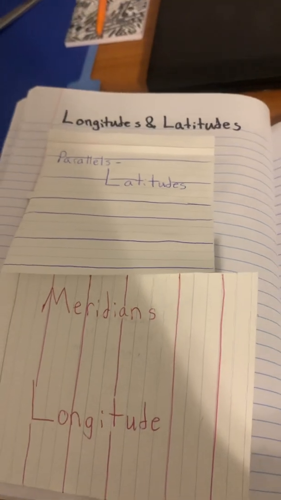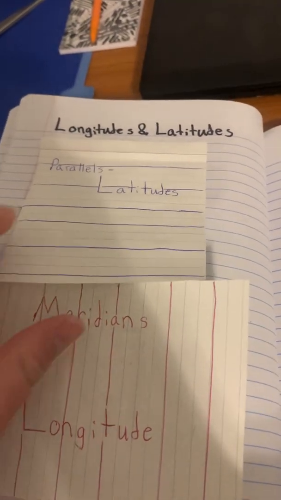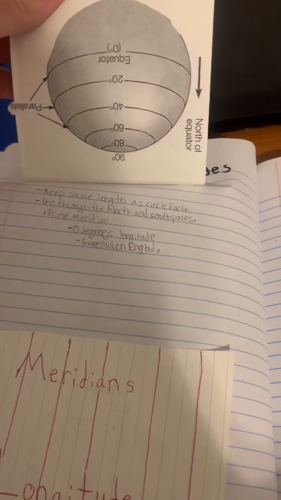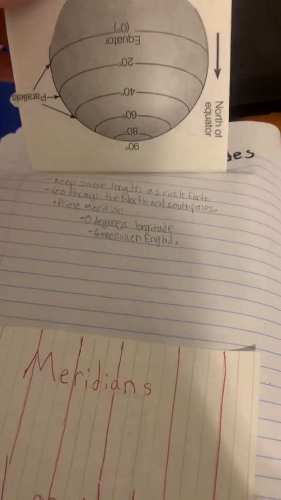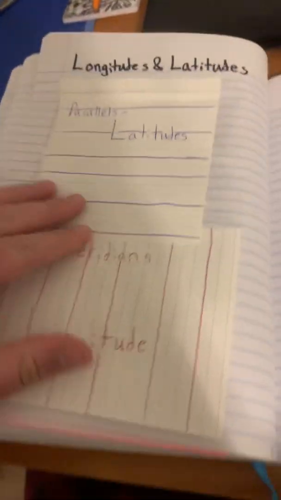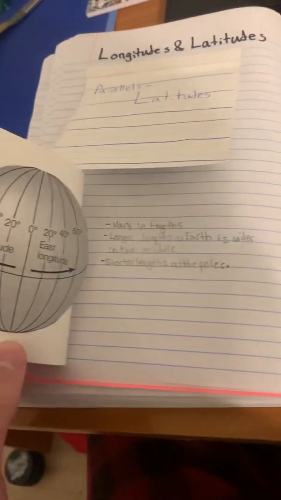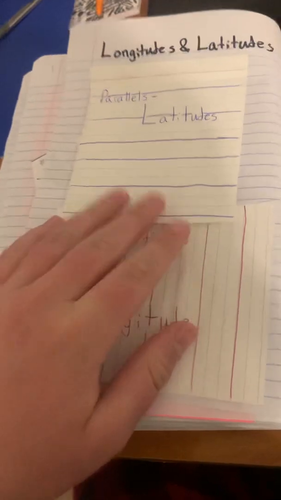And then here's longitudes and latitudes. There's the picture, which I'm well aware I glued upside down, but it's okay. I still understand what it is. And there's some information on it. And then here's the longitude. And I glued that one right, and you can see the information on it. So yeah. And then there's more notes for the 25th.